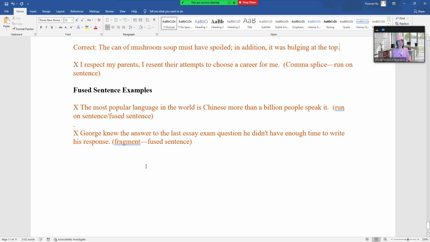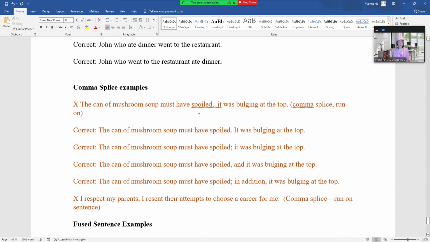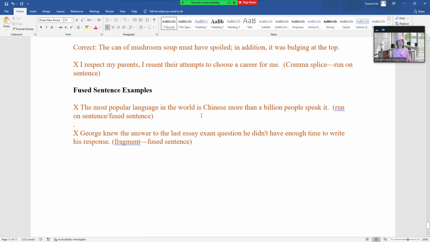And so here are some more examples of fused sentences. So when you have a comma splice, you have an unnecessary comma, while when you have a fused sentence, you're missing the comma. The most popular language in the world is Chinese, then more than 1 billion people speak it. You need a comma.